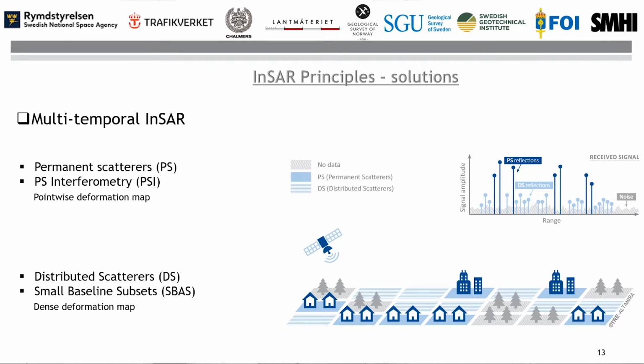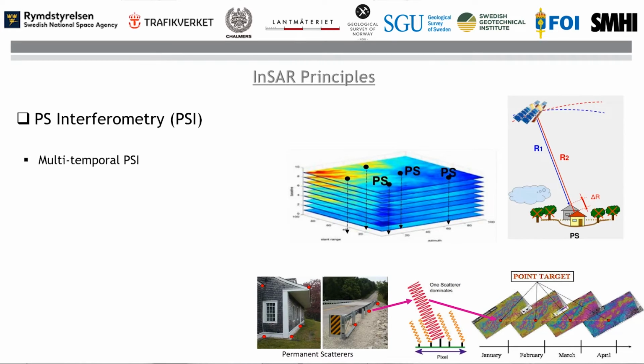Here is a short summary of how the PS technique works. First, after creating the stack, we can rely on some permanent scatterers on the ground. For example, here you can see some corners of buildings and a rail guard. These scatterers reflect radar signals strongly in comparison with the adjacent pixels, and the phase history of the permanent scatterer is stable over time. That's why we can get reliable information from the PS pixels.